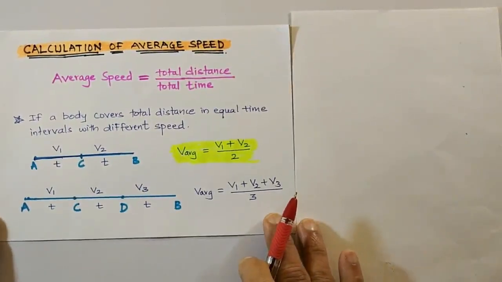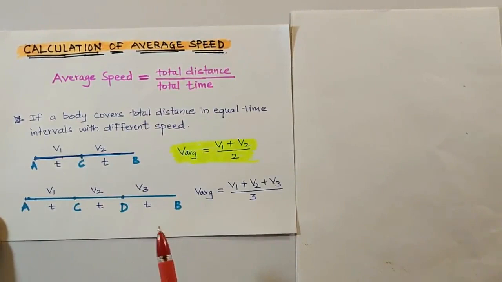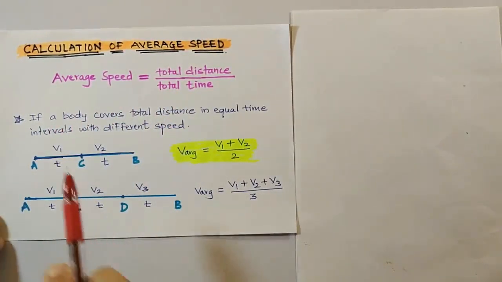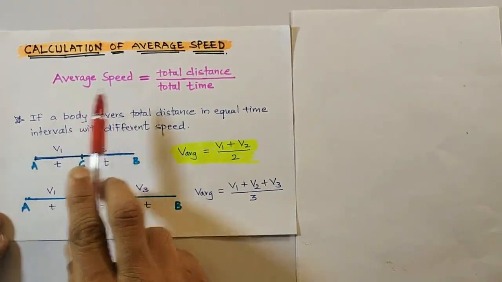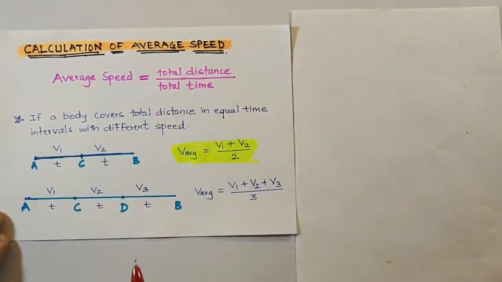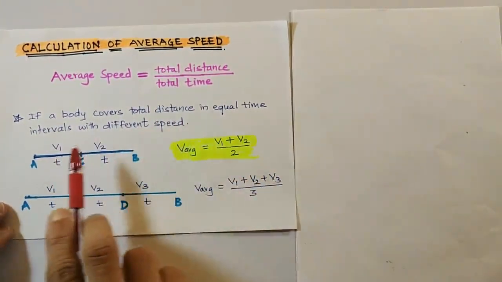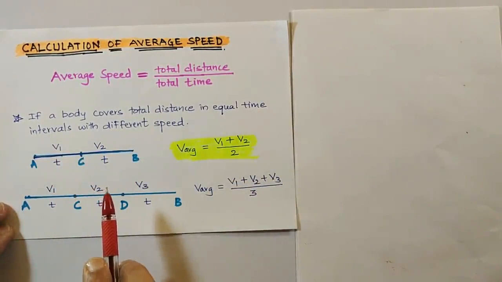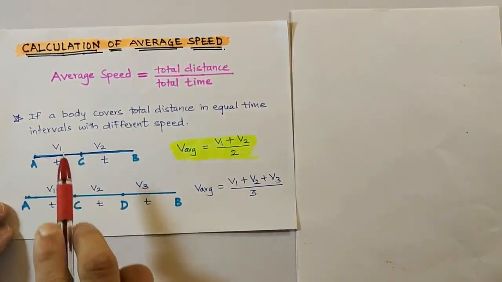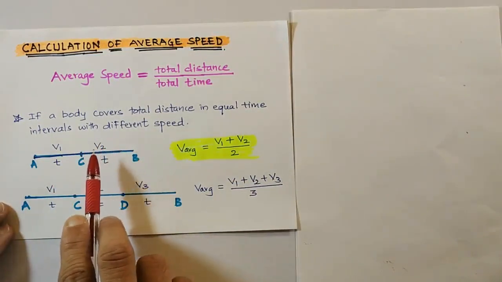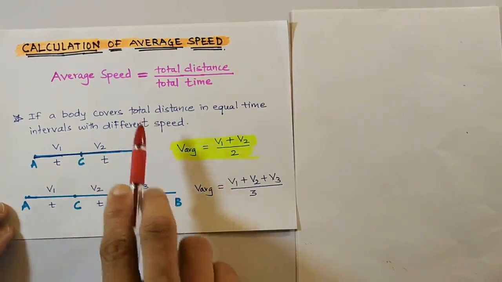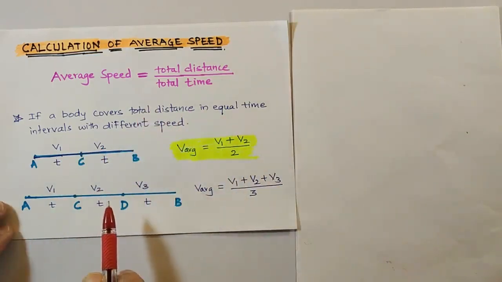Hello students, welcome back. So today we'll see calculation of average speed. As you know, average speed is total distance divided by total time. Now, if a body covers the total distance in equal intervals of time with different speed, then average speed is average of all those speeds.